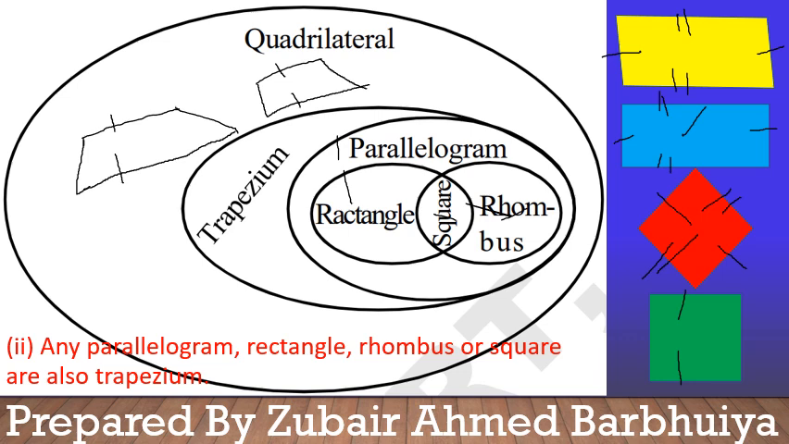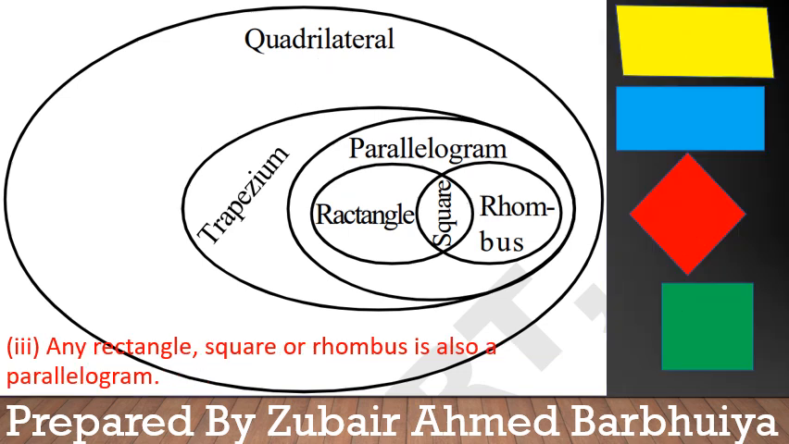Now we will relate the parallelogram with other quadrilaterals. Here this figure is a parallelogram. A quadrilateral will be a parallelogram if each pair of opposite sides is parallel. This side is parallel, and this side should be parallel, so then it will be called a parallelogram.